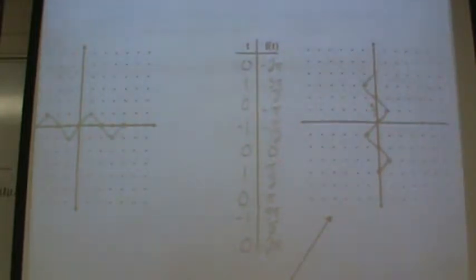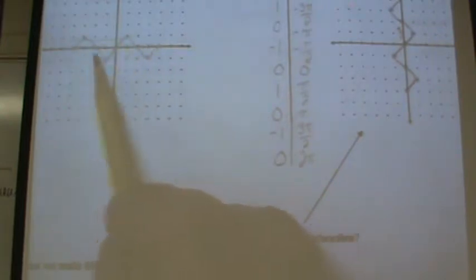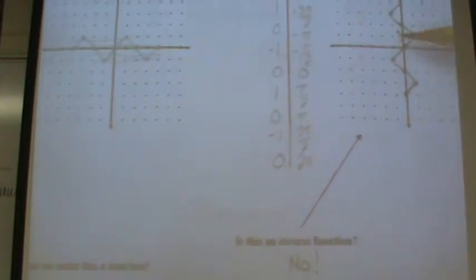So now I ask the question, is this an inverse function? Why is it not an inverse function? Because, first of all, the sine graph doesn't pass the horizontal line test, and then its inverse doesn't pass the vertical line test. So our sine graph doesn't pass the horizontal line test because if we draw horizontal lines, you'll have multiple answers there. And this also doesn't pass the vertical line test because it hits multiple times. So this is not an inverse function.